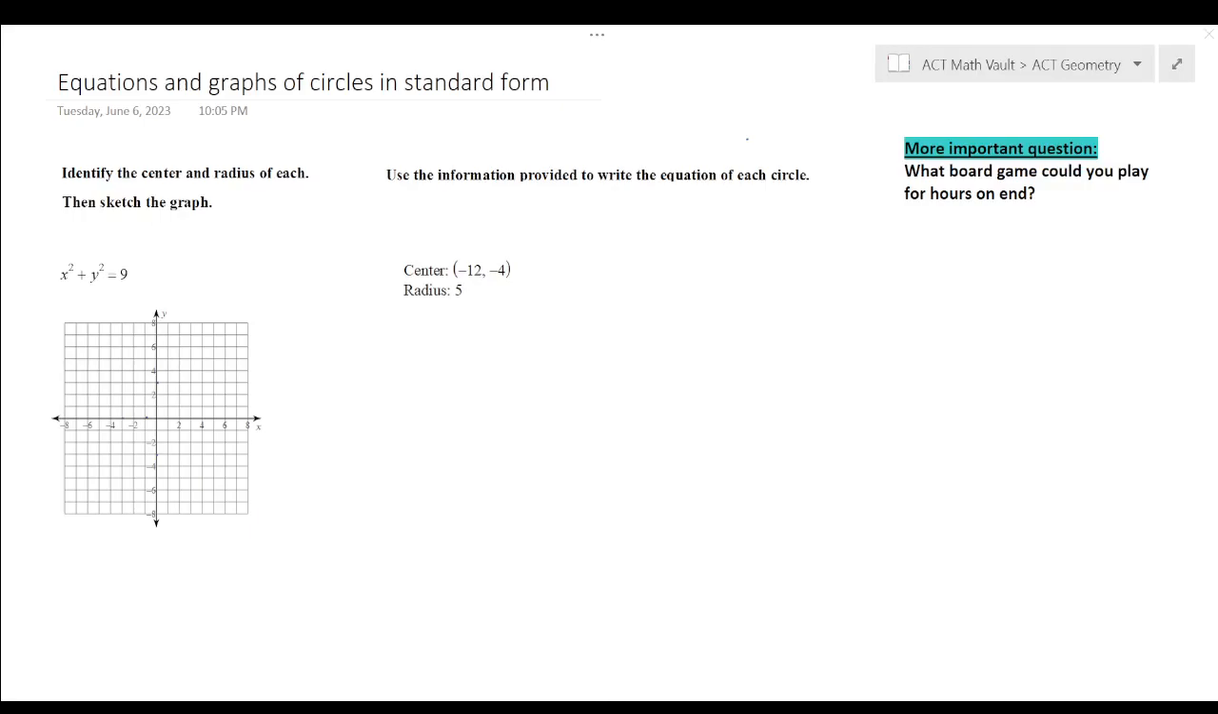Hi everyone! In this video I want to talk about equations and graphs of circles in standard form. Here are the problems that we'll do.